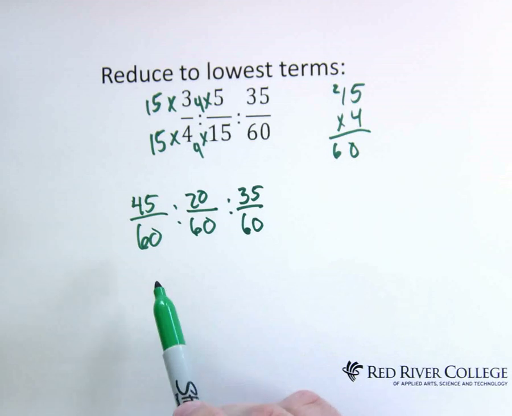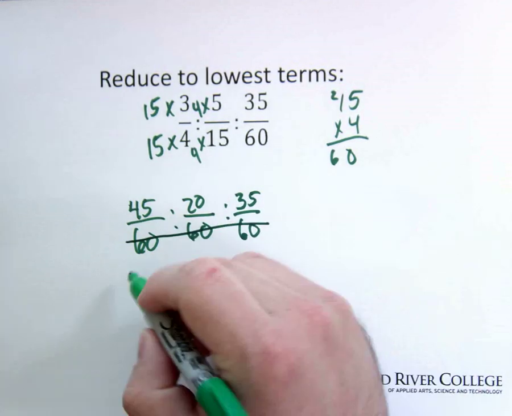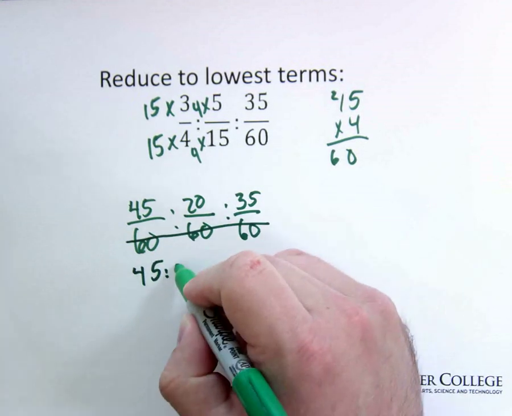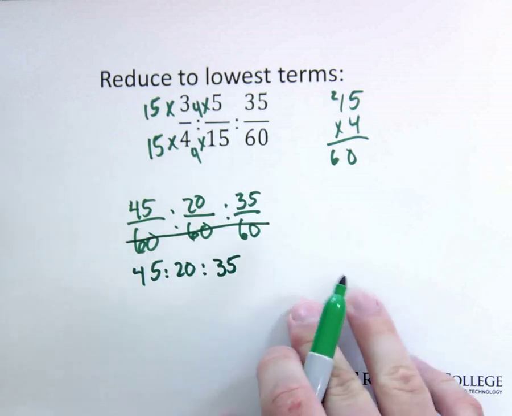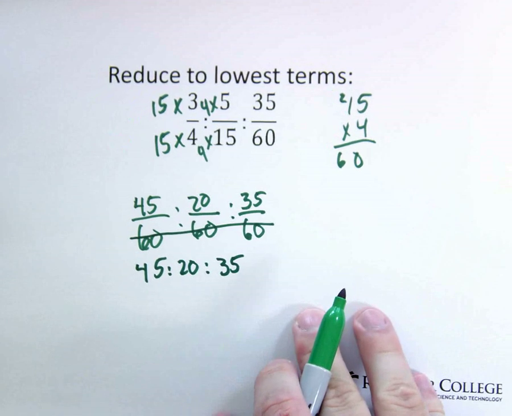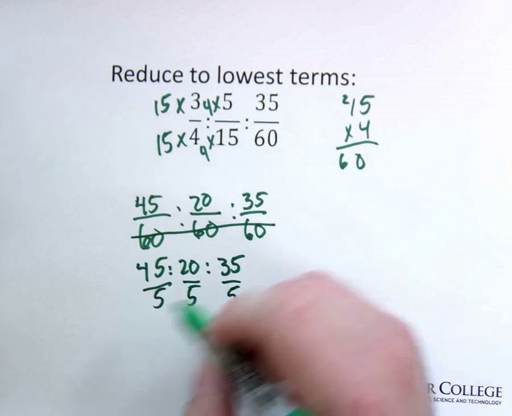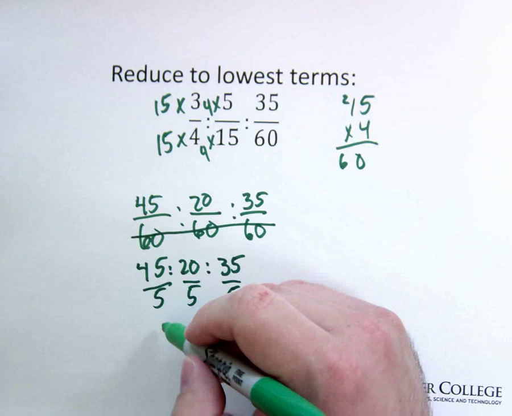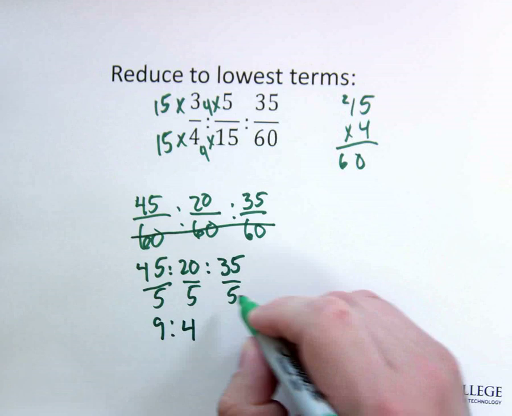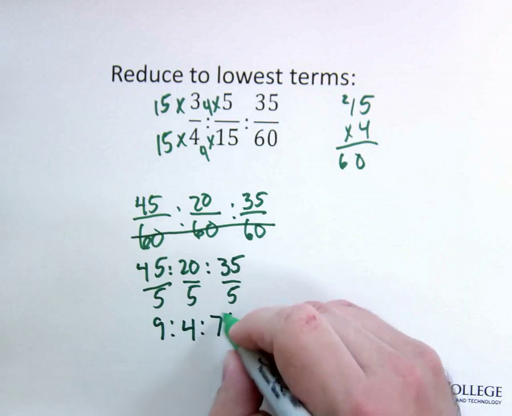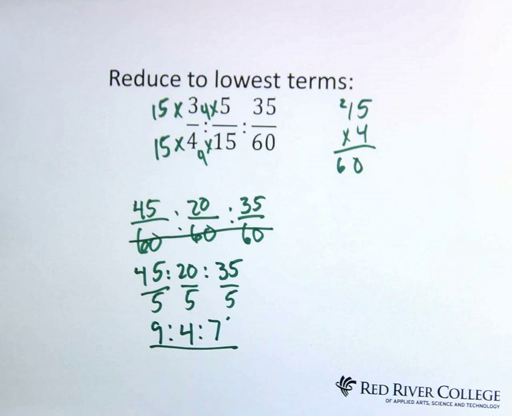Once we have our fractions where the bottoms are all 60, we can cancel out all the 60s and rewrite it without the bottoms. So then our ratio is 45 to 20 to 35. And so what number will go into 45, 20, and 35? Well, 5 will, so divide by 5, divide by 5, divide by 5. 5 into 45, well, 5 times 9 is 45. 5 into 20, 5 times 4. And 5 into 35, 5 times 7. And this is our final answer, because nothing will go into 9, 4, and 7.